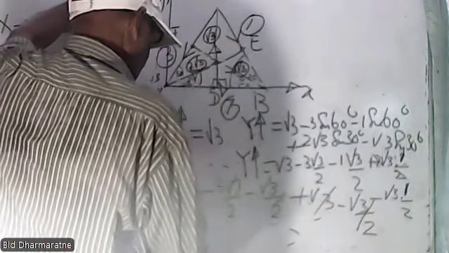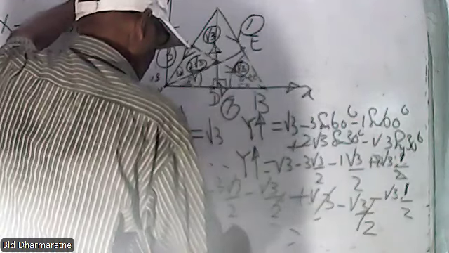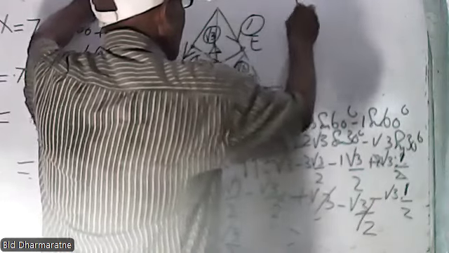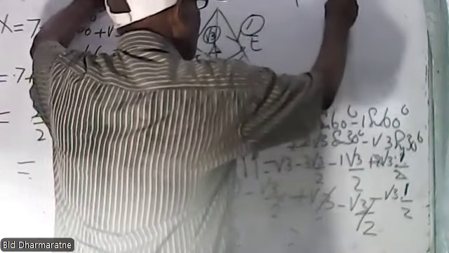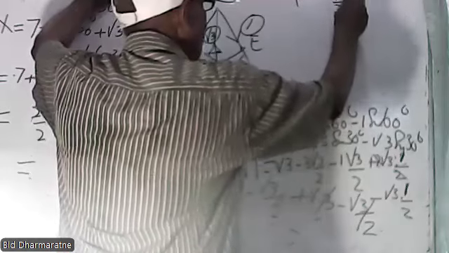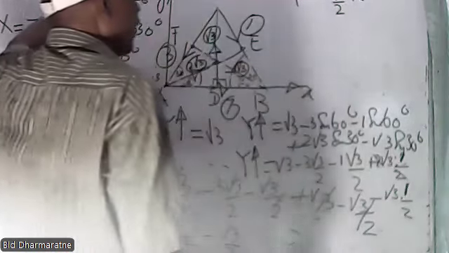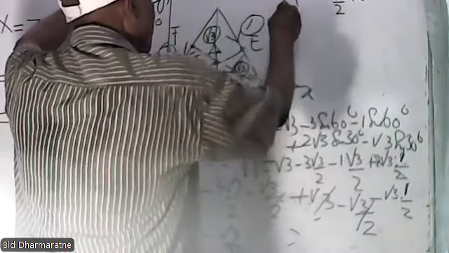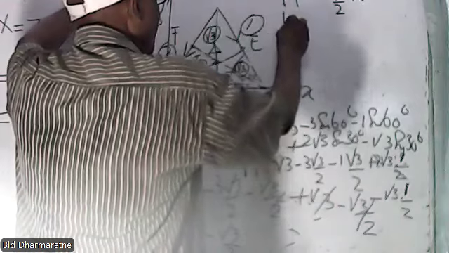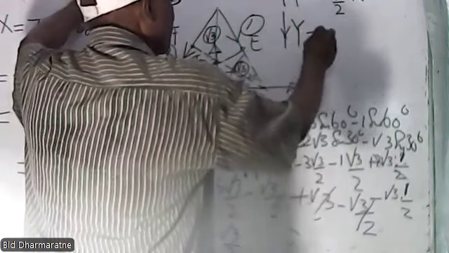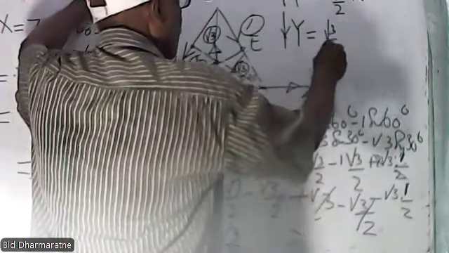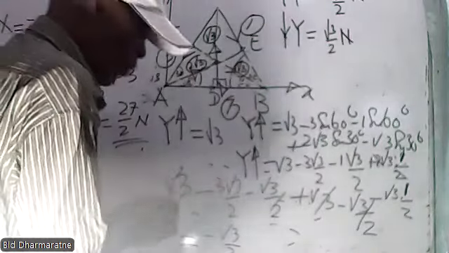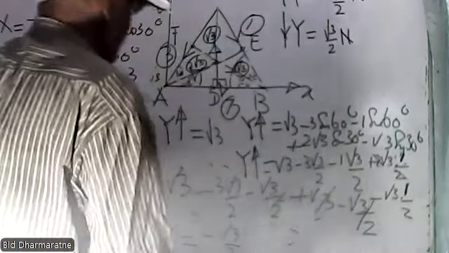Here I have minus 2 root 3 over 2. This is the Y value. Y is equal to minus root 3 over 2. The first time we get a minus value. That means the direction is downward, so we change the direction: Y is plus 2 root 3 over 2 Newton. Now we have the X and Y components.